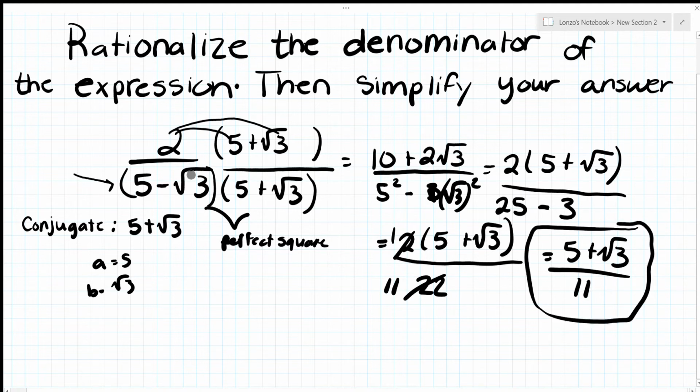So yeah, it was pretty simple. We just have to figure out, are we going to rationalize the numerator or the denominator? Then we take the conjugate of that, multiply both sides, and then simplify. Right? Not too hard.